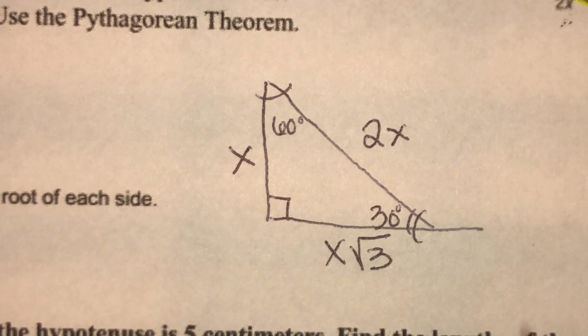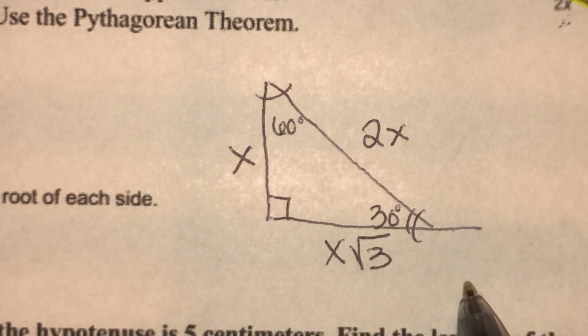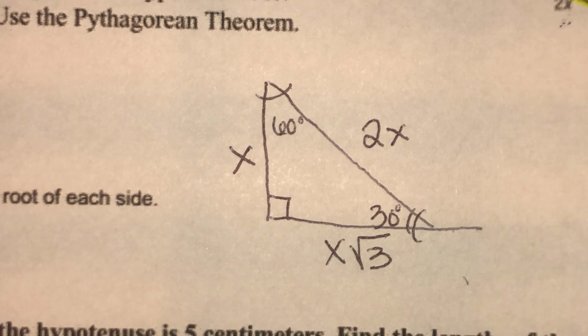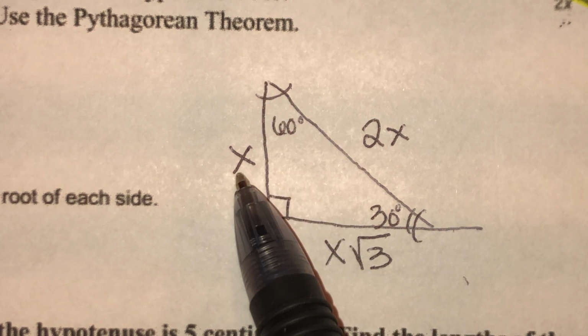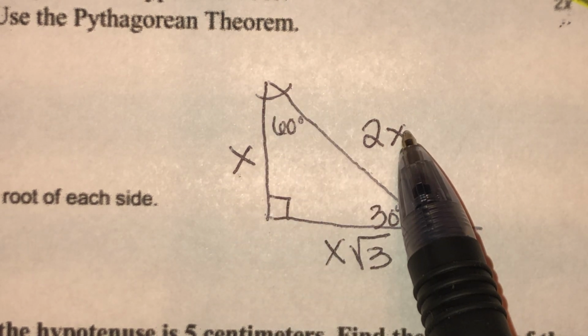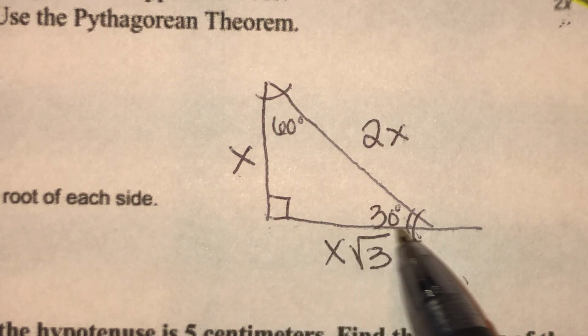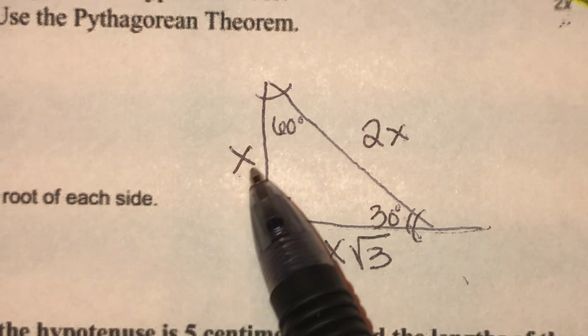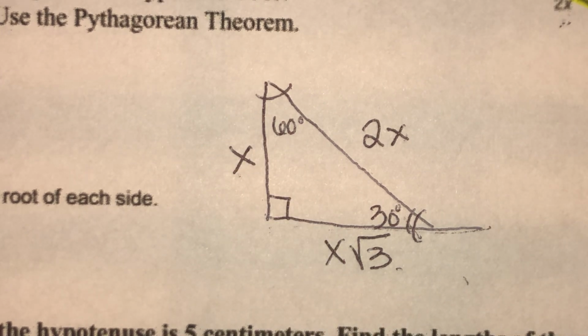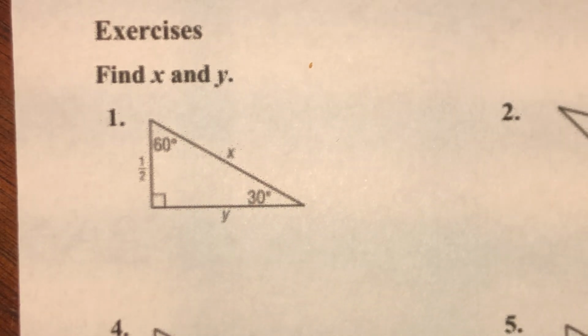I tried to draw it out here and I did a really bad job of drawing a 30, 60, 90. Short leg is x. Hypotenuse is double x, 2x. And the long leg is the short leg times the square root of 3. All right, so let's do a couple practice problems here with this.